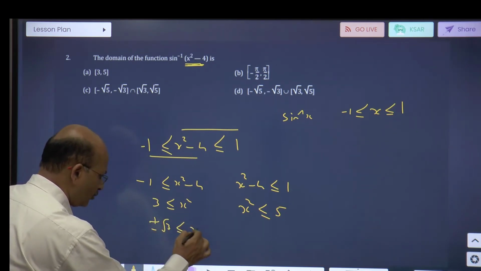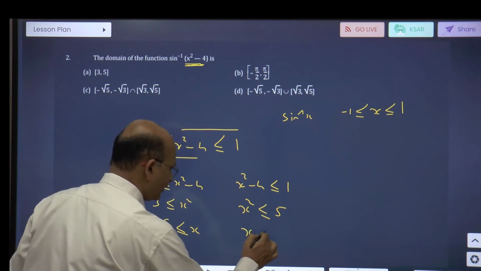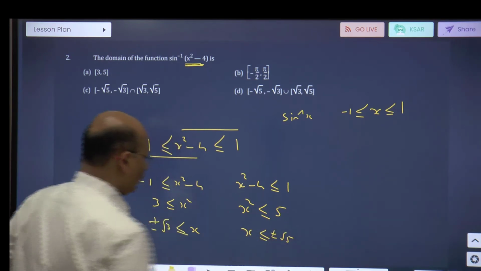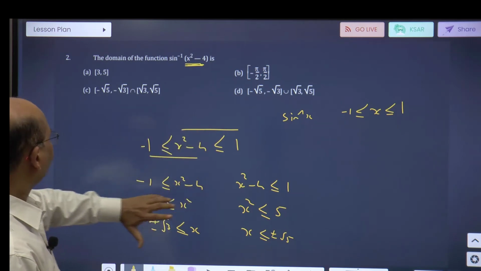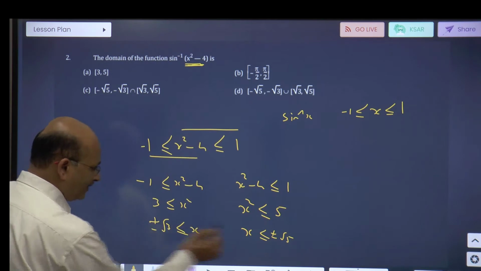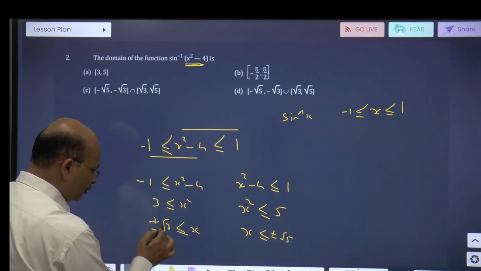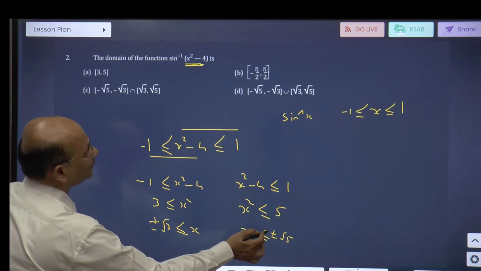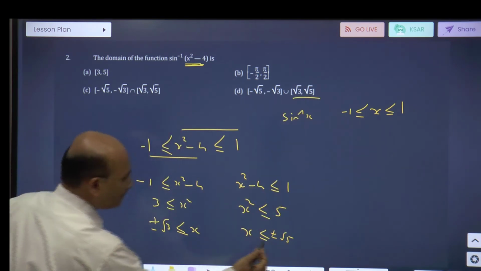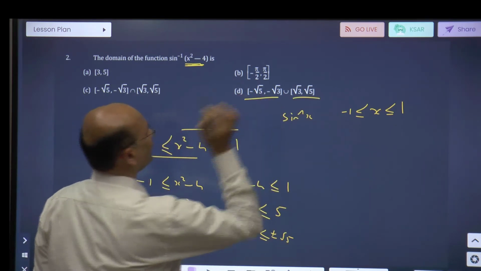So x is greater than or equal to plus or minus root 3, and here x is less than or equal to plus or minus root 5. Now look at the option here. If there is a plus sign, there will be a plus sign over here: plus root 3 to plus root 5, and minus root 3 to minus root 5.